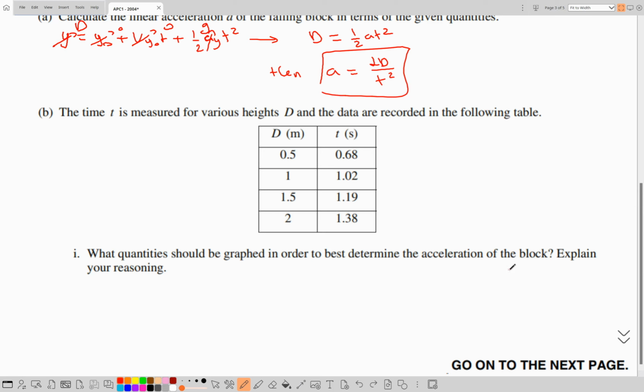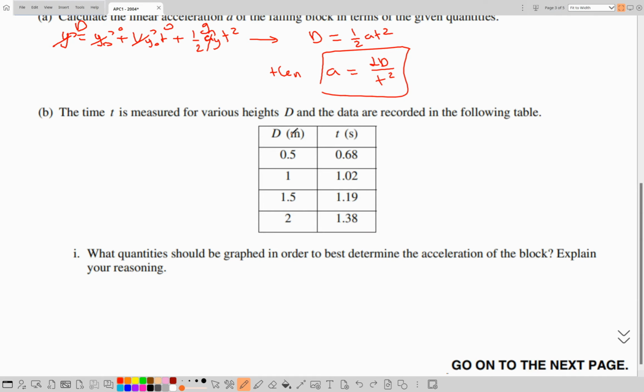Now in part B, they're telling us the time t is measured for various heights d, and the data are recorded in the following table. We have in the first column d and in the second column t. In idea number 1, they're asking us what quantities should be graphed in order to best determine the acceleration of the block. Explain your answer.